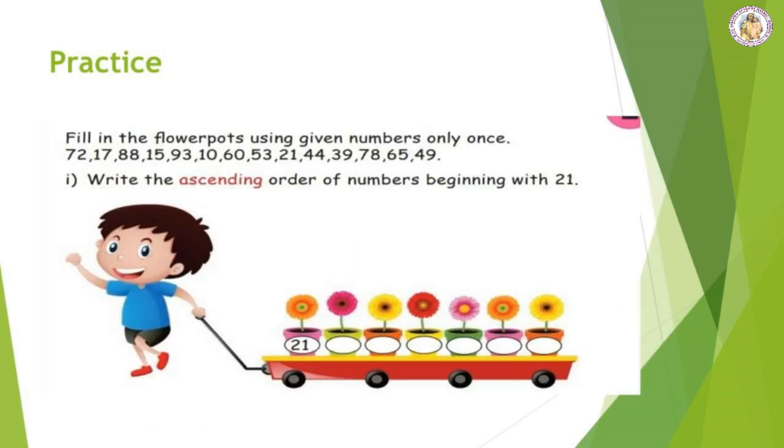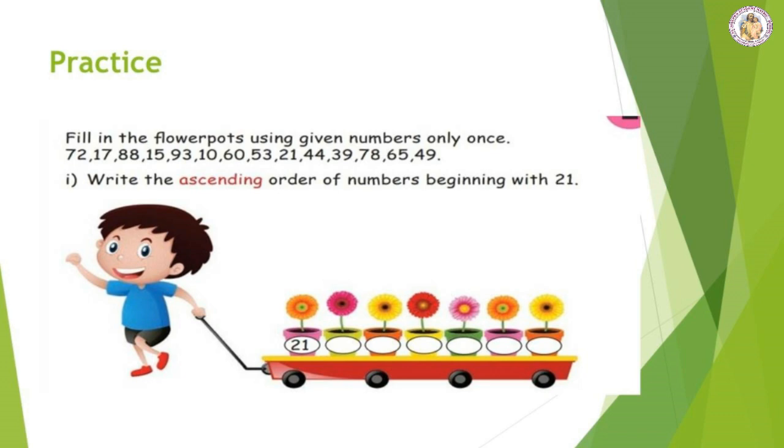Fill in the flower parts using the given numbers only once. You have to use each number only once. So see here, they have given the numbers 72, 17, 88, 15, 93, 10, 60, 53, 21, 44, 39, 78, 65, 49. First sum, what they have given.